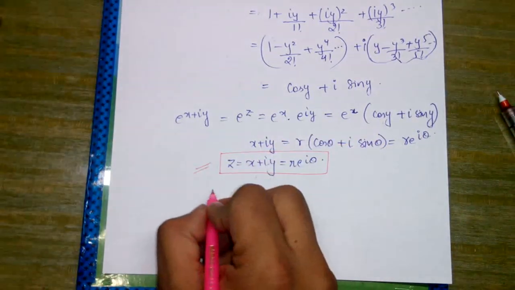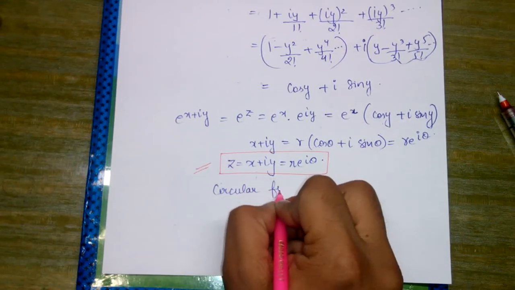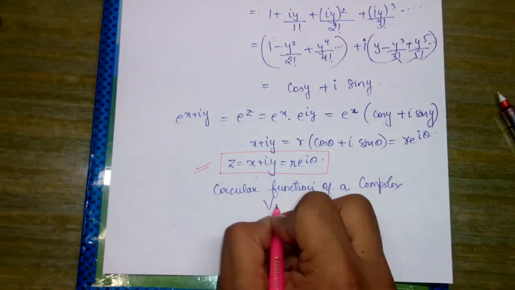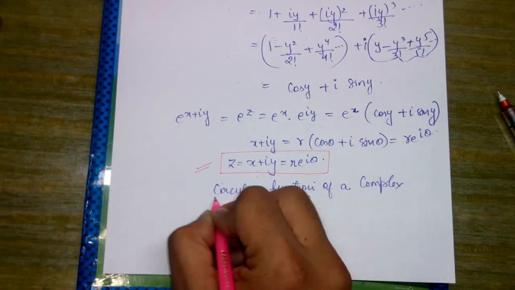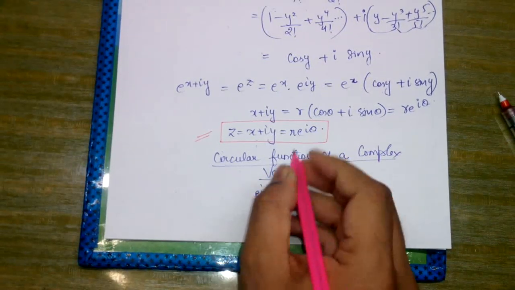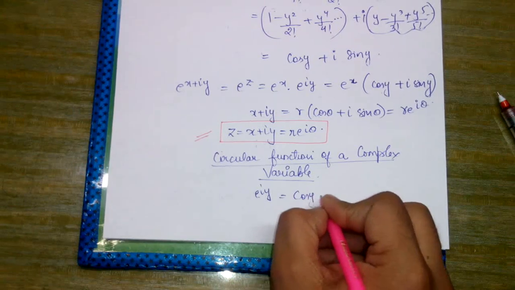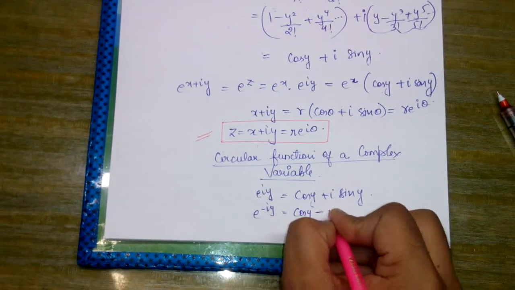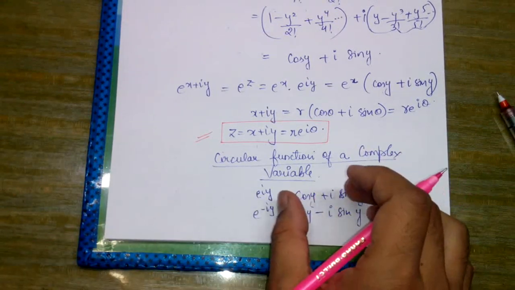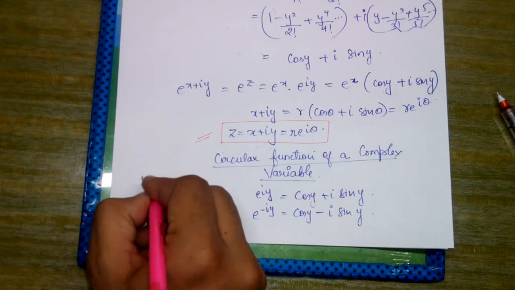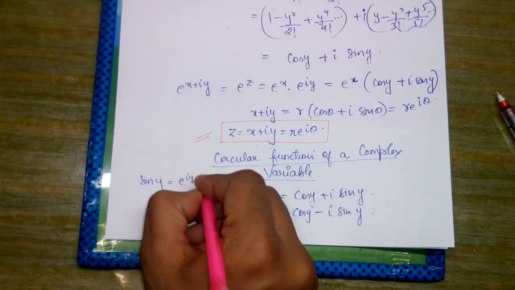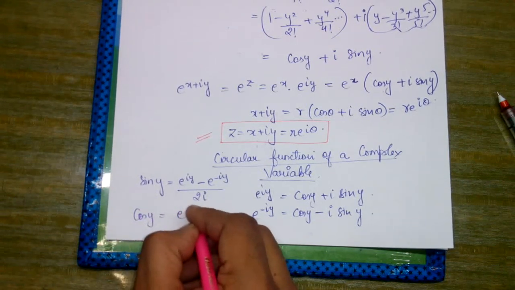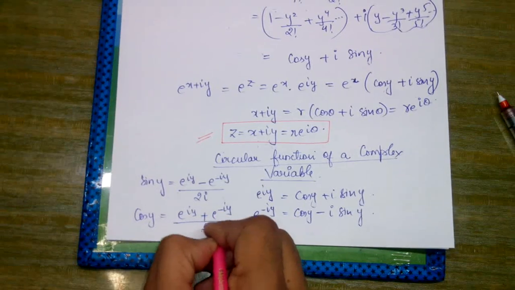Now we will discuss the circular function of a complex variable. Okay, now from the above discussion we can write e to the power iy is equal to cos y plus i sin y, and e to the power minus iy can be written as cos y minus i sin y. So the circular function can be written as sin y is simply e to the power iy minus e to the power minus iy upon 2i, and cos y can be written as e to the power iy plus e to the power minus iy upon 2.